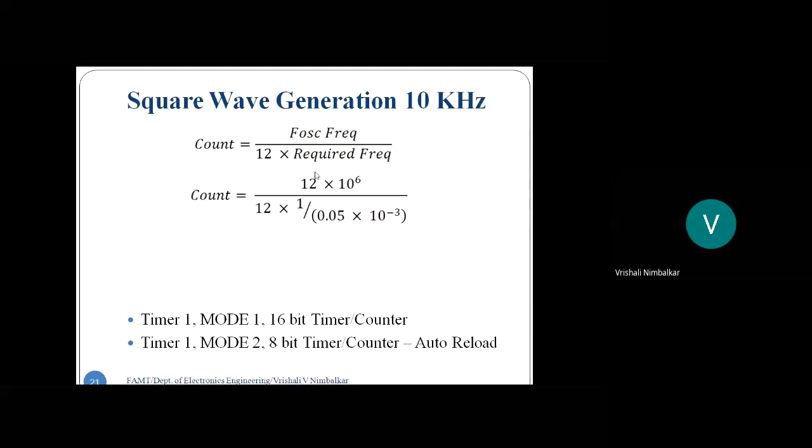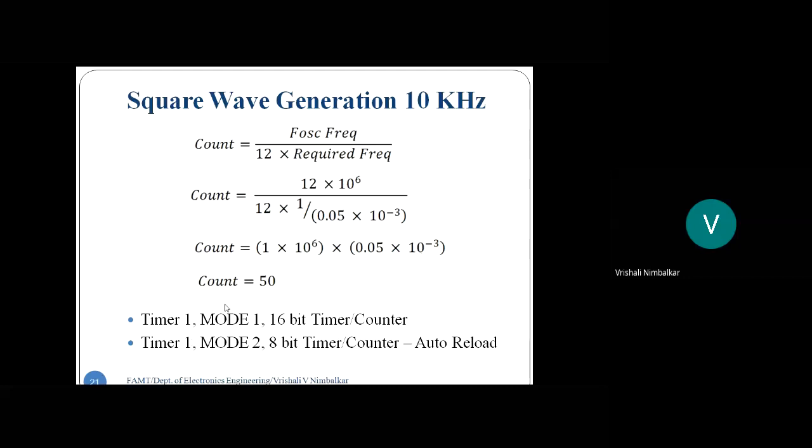Correct, students? So this and this 12 cancel out. That 0.05 millisecond is taken in the numerator. That's how you get 1 into 10 raised to 6 into 0.05 milliseconds. And on doing the calculation, the count comes as 50. That's the number in decimal.